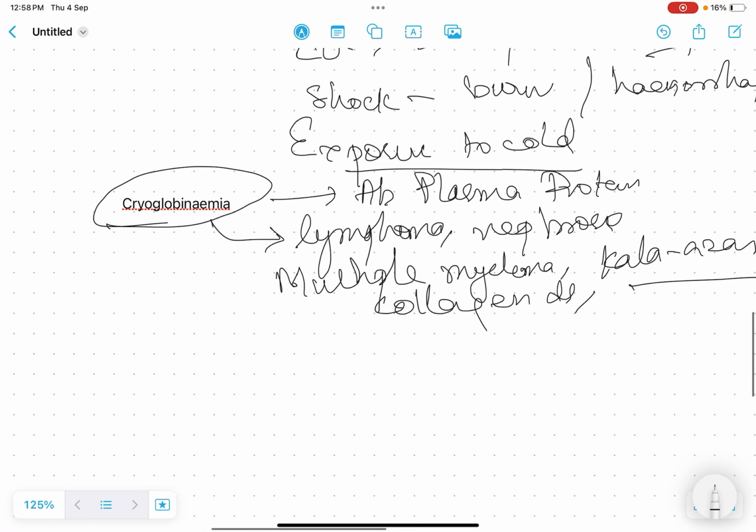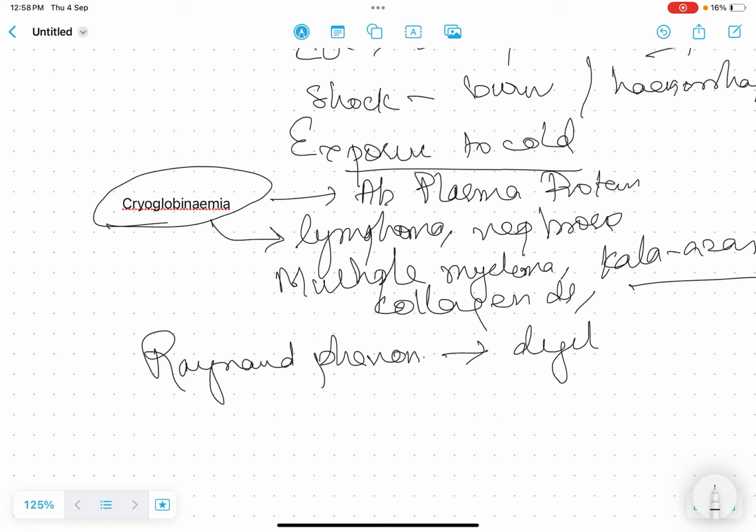Now coming to Raynaud's phenomenon. Have you heard of this term, Raynaud's phenomenon? Raynaud's phenomenon is also characterized by bluish discoloration of the digits. The terminal digits of the fingers will give a bluish discoloration. This is because of an excessive vasoconstriction response to either cold or any other mechanical stimuli.